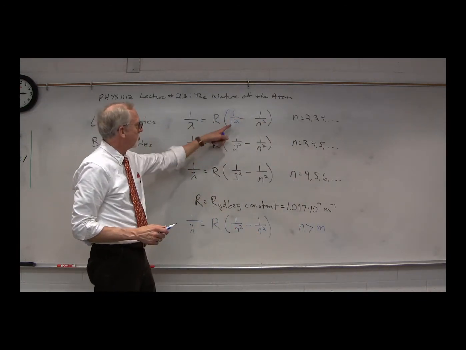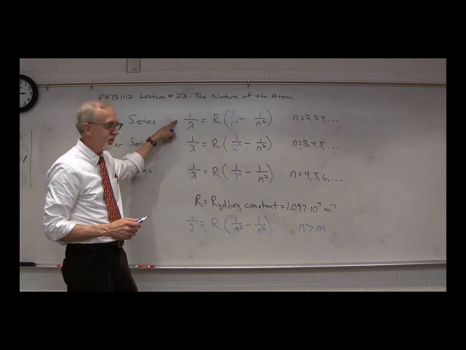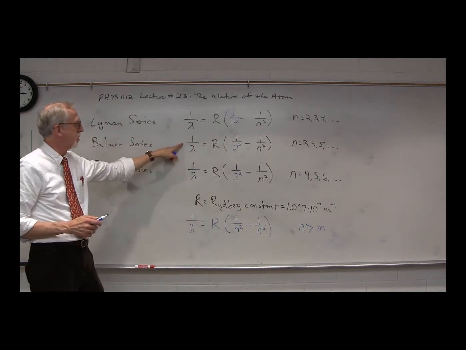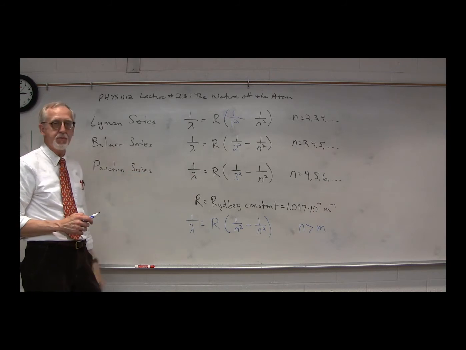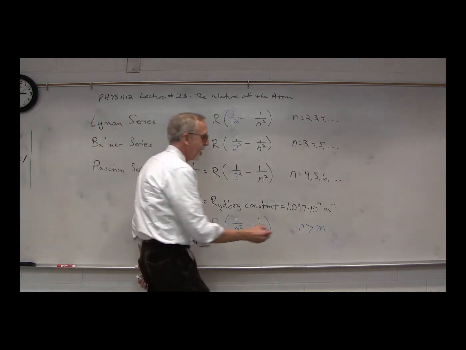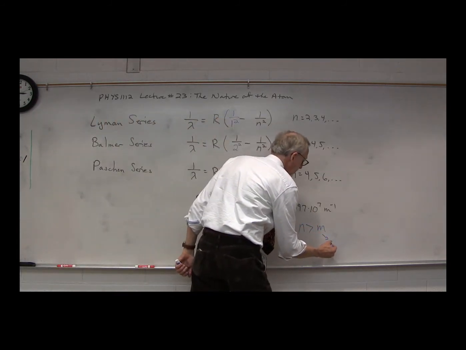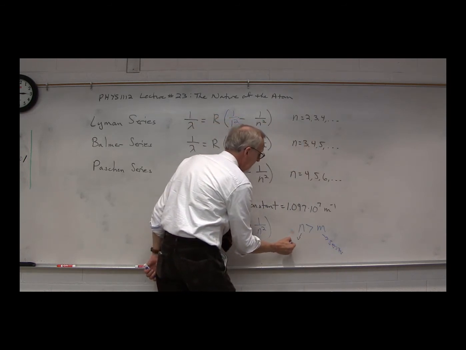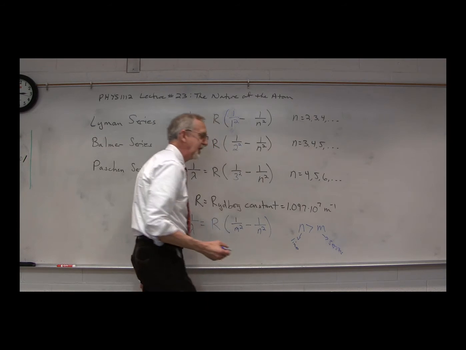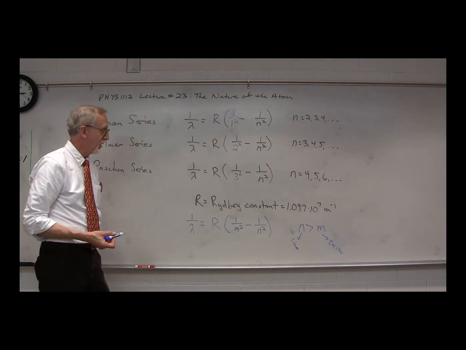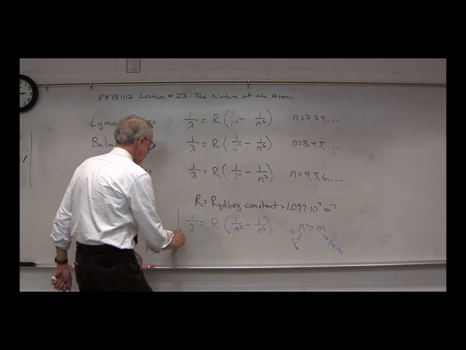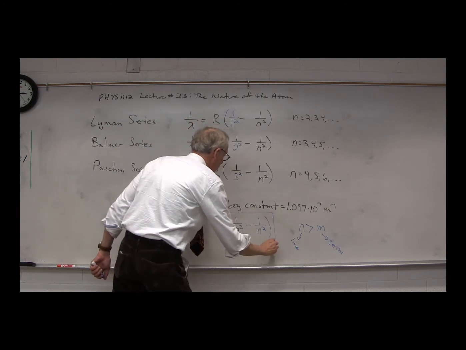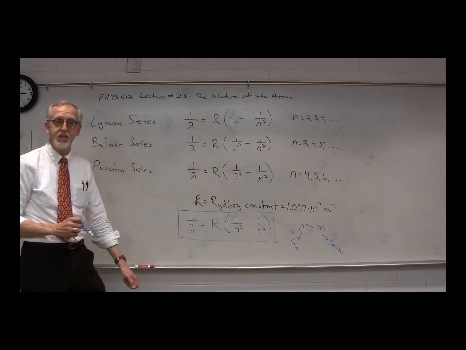So when m is 1, we have the Lyman series. When m is 2, we have the Balmer series. When m is 3, we have the Paschen series. So m, the label m, tells us what series we're talking about. And then the number for n tells us which line in that series we're talking about. And so this result gives us all of the wavelengths for all of the lines.